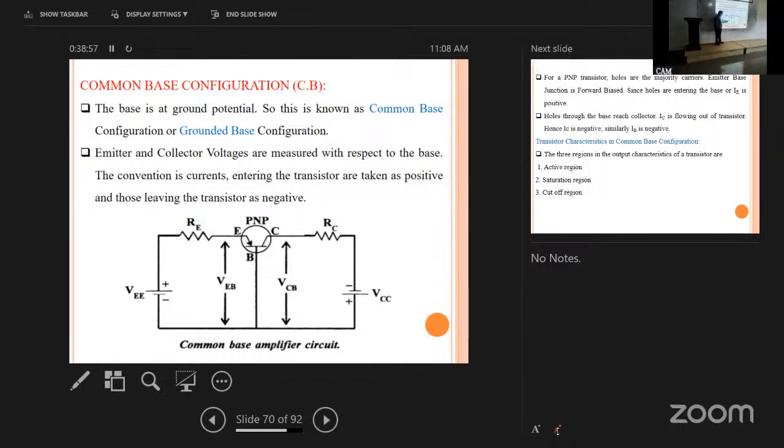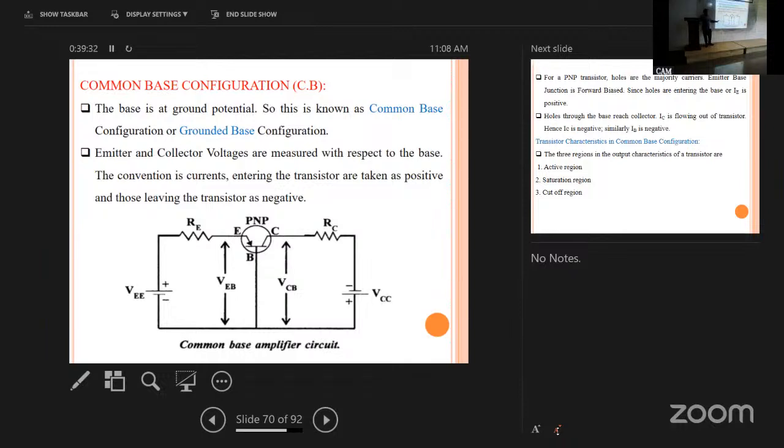For example, in a PNP transistor, the emitter-base junction is forward biased: the positive terminal is connected to the P type and the negative terminal to the N type. Here the collector-base junction is reverse biased: P is connected to negative, N is connected to positive. So this is the common base transistor configuration in the active region.